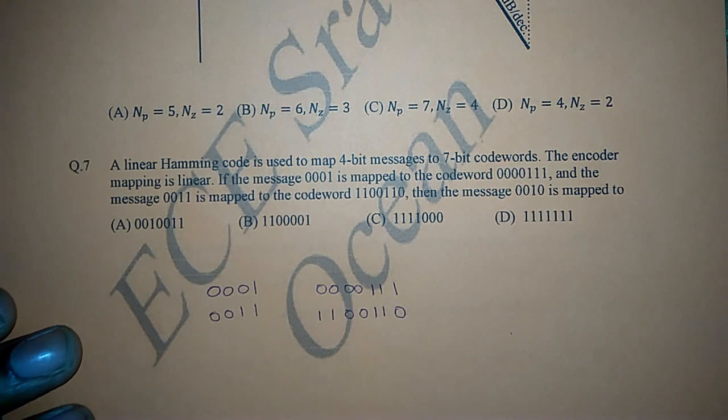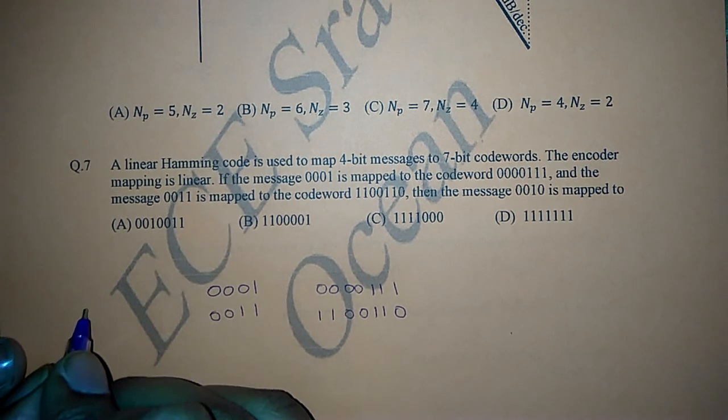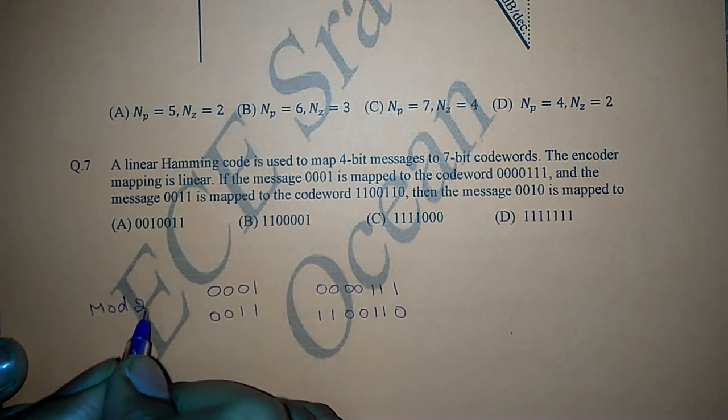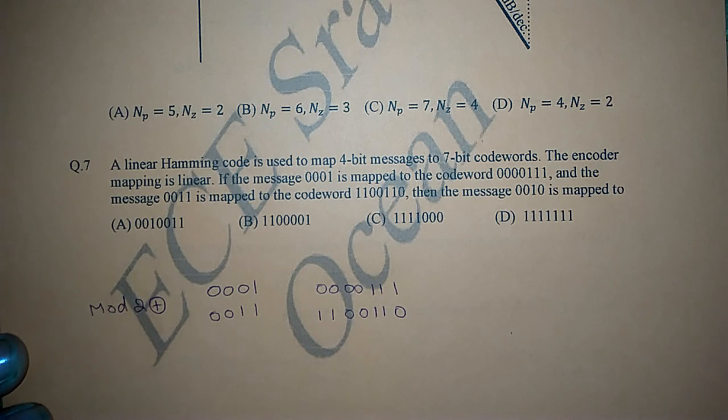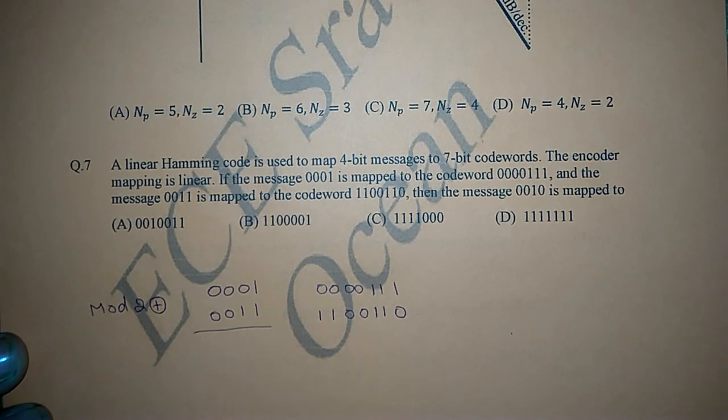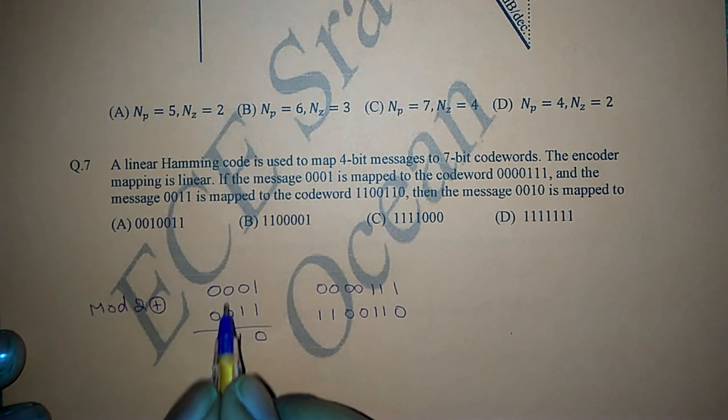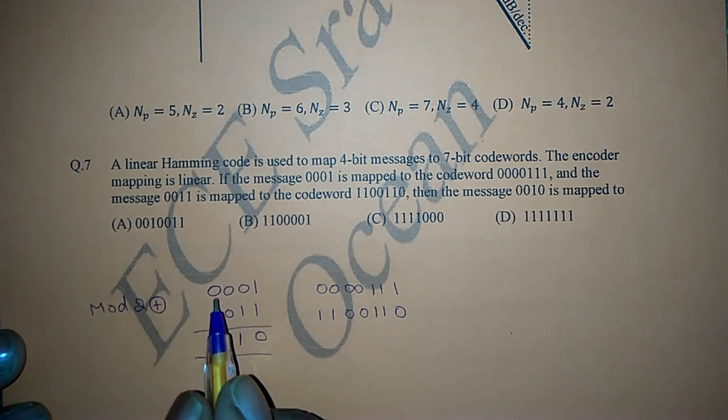The important thing we have to remember in a linear Hamming code is modulo 2 addition. Suppose I apply this modulo 2 addition to the message signals, what will happen? Modulo 2 addition is nothing but if there are two similar bits, the result will be 0, and if two different bits are there, the result will be 1. Here two ones are there, so the result will be 0. Here two different bits are there, so the result will be 1. Here and here similar bits are there, so the result will be 0. So this will be the result of applying modulo 2 addition to these two message signals.